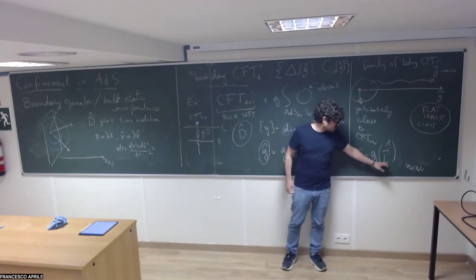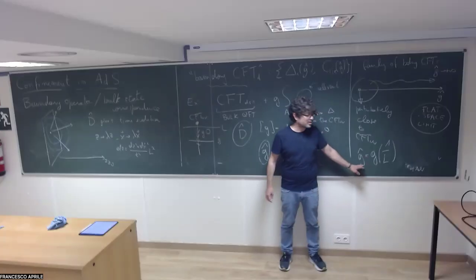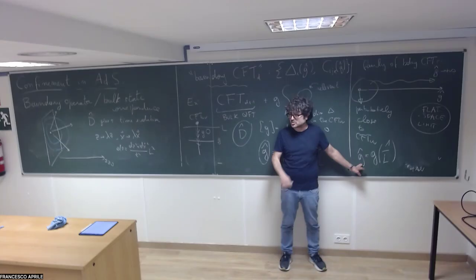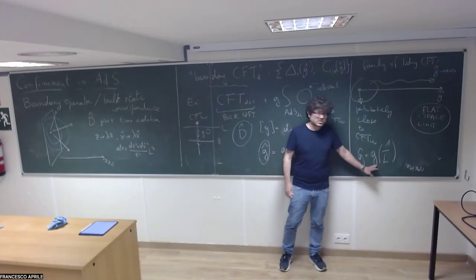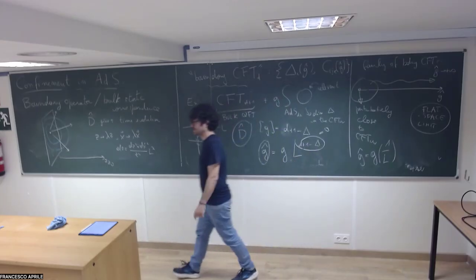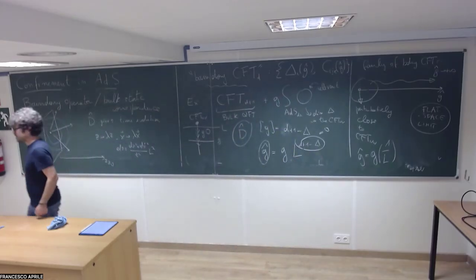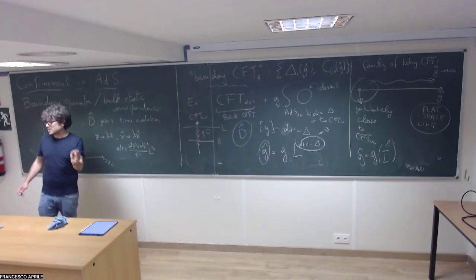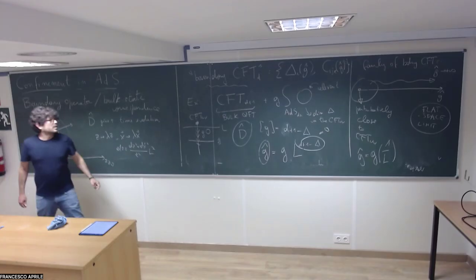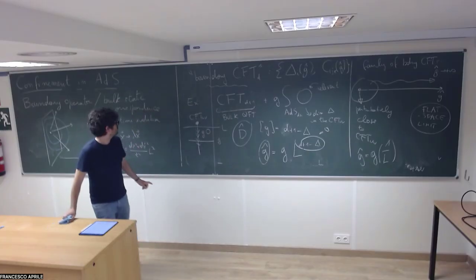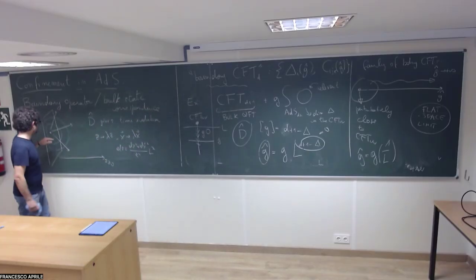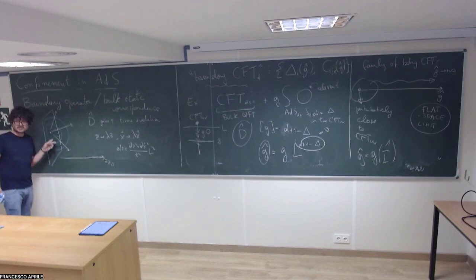This thing you might complain that it's a bit scheme dependent, but yes, I never promise that the value of this G is going to be independently defined from any convention, but it is a well-defined thing: take G-hat in MS-bar and compute it at 1 over L. So that's a valid parameter that we use to parameterize the family.